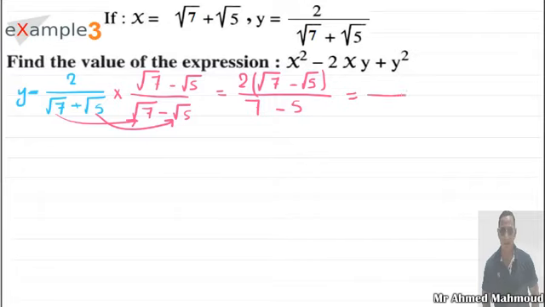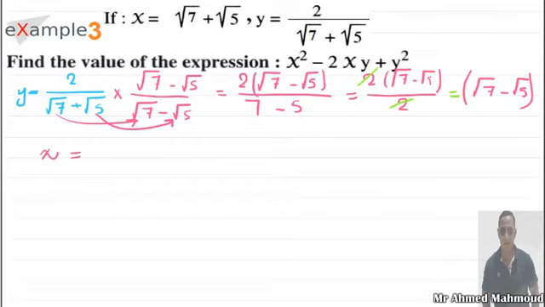It will be 2 open bracket root 7 minus root 5, down 7 minus 5 equal 2. Then I will cross 2 with 2. Then finally y equal root 7 minus root 5. This is the value of y. Don't forget x equal root 7 plus root 5. Then x and y are two conjugate numbers.